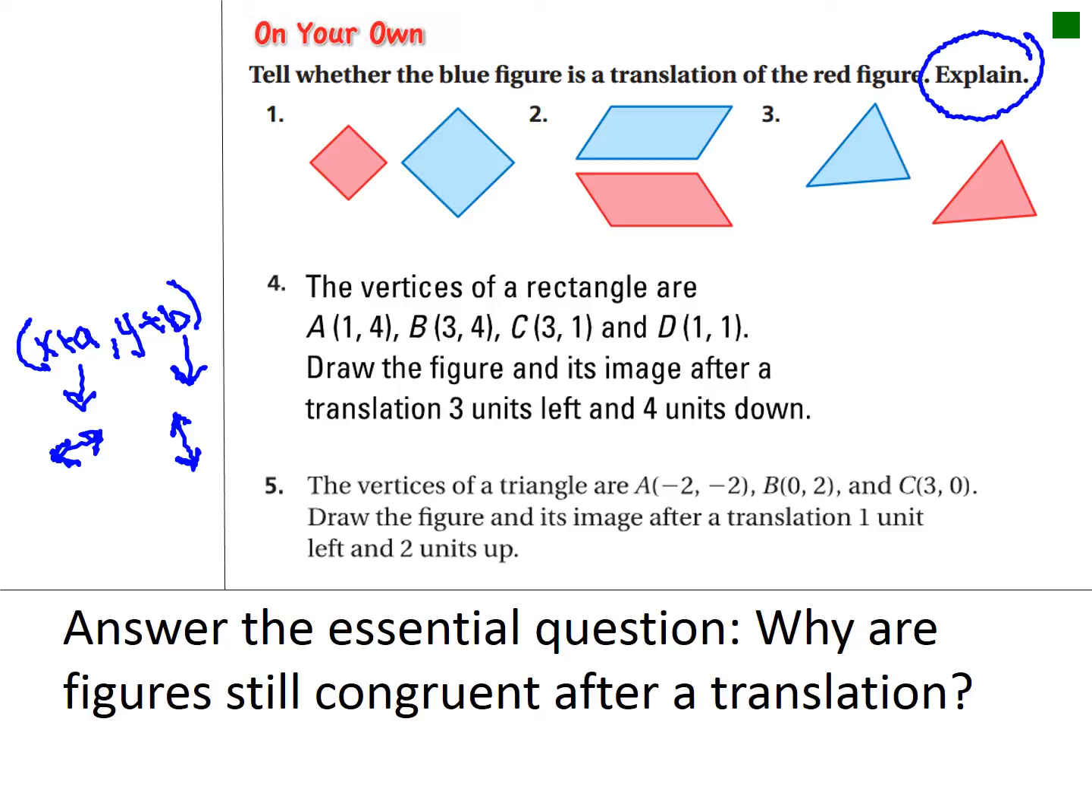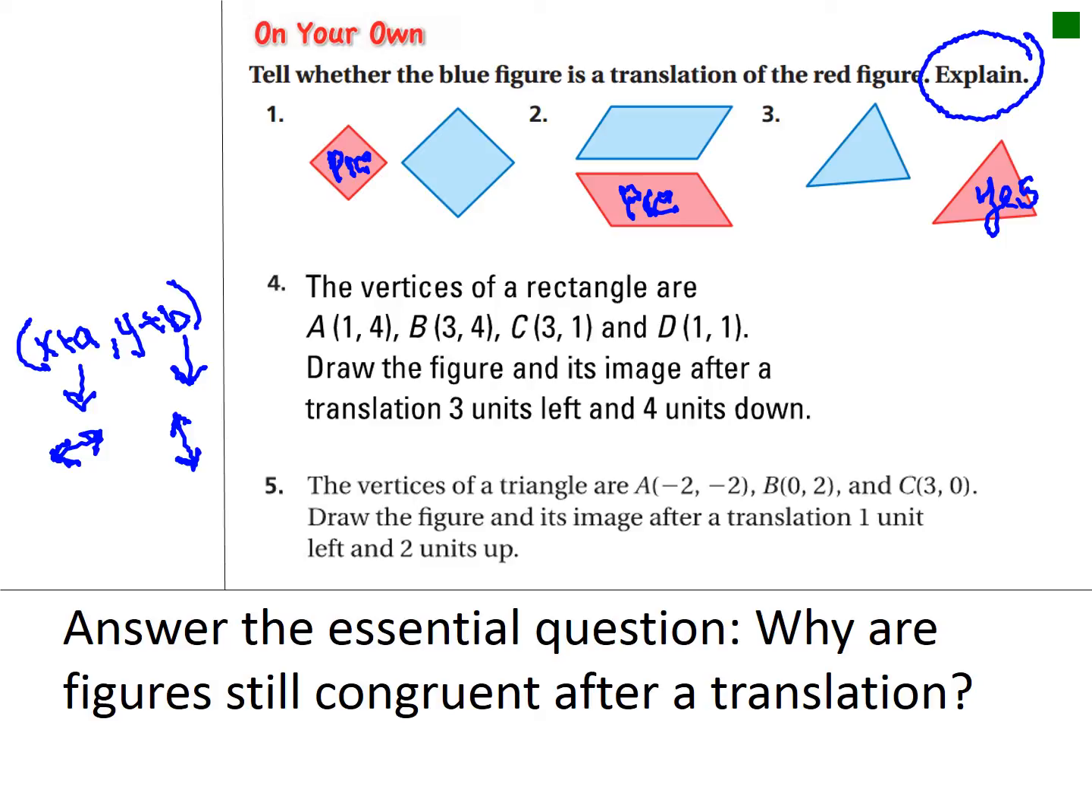Thank you for pausing your video. We're going to go through the answers, and I need you to check that you got this understanding of translations. Number one is no, because the pre-image is smaller than the image. Number 2, no, because the pre-image is not going the same direction as the image. And number 3, yes, because the pre-image is the same shape, same size, and it didn't get turned, flipped, or rotated. It stayed going the same direction.